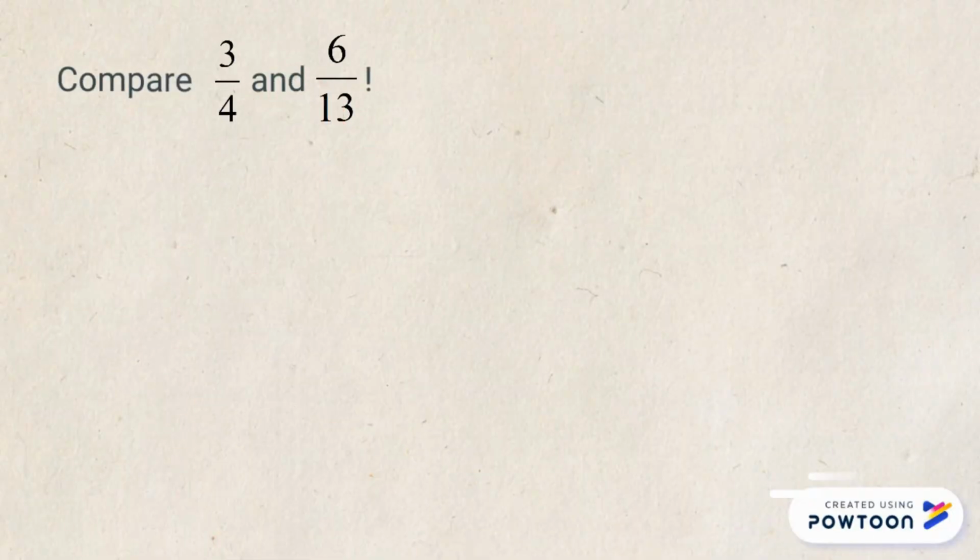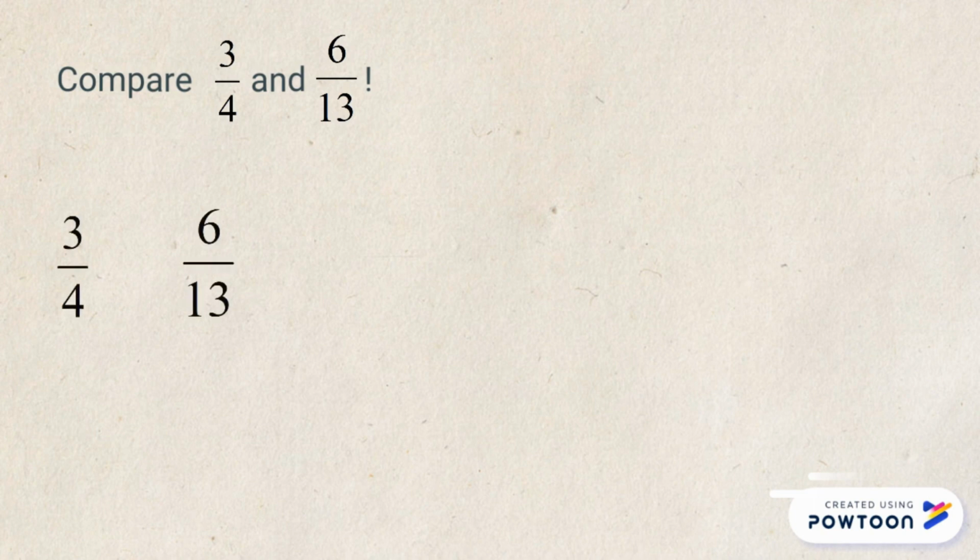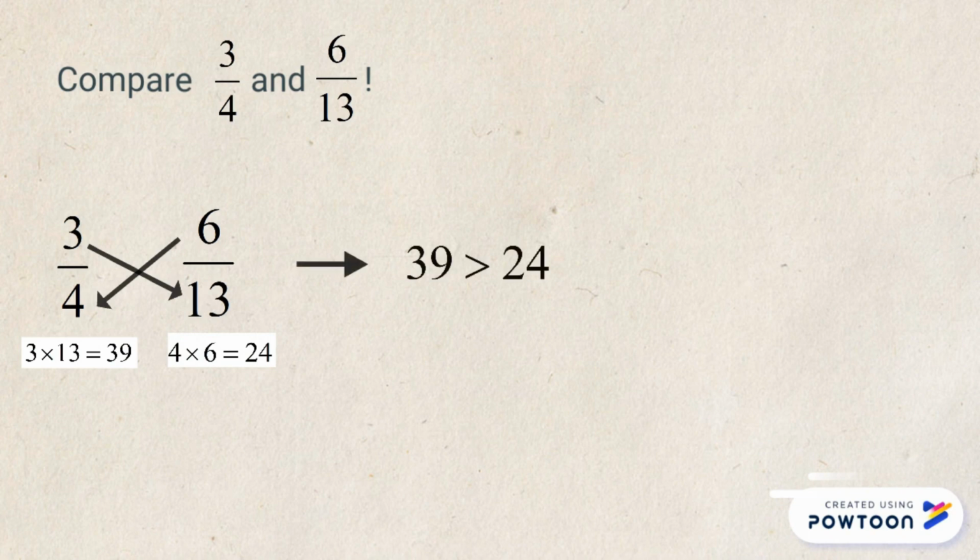Compare 3 divided by 4 and 6 divided by 13. To compare 3 divided by 4 and 6 divided by 13, we have to compare the product of 3 and 13 and the product of 4 and 6. 3 times 13 is equal to 39 and 4 times 6 is equal to 24. As we can see, 39 is greater than 24. So 3 divided by 4 is greater than 6 divided by 13.